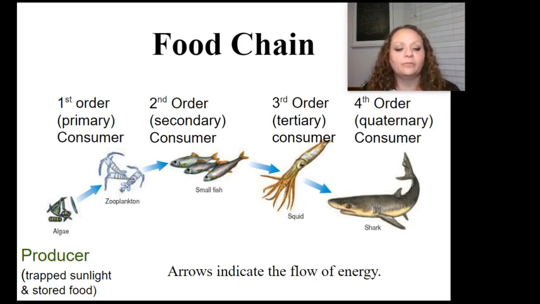So these algae that are taking in energy from the sun actually have the most energy in this particular food chain. And as we move through each level of the food chain, we refer to those as trophic levels, we're actually going to be losing energy. But that's the direction that the energy moves.